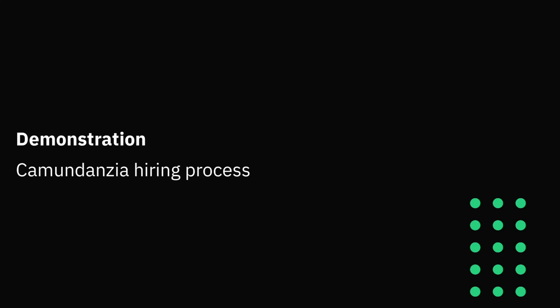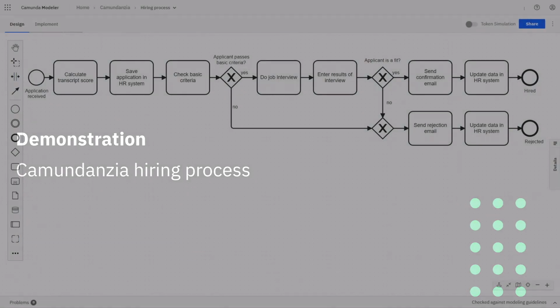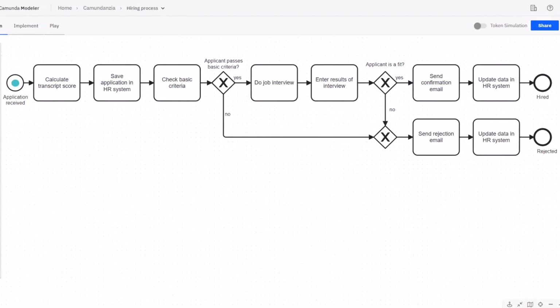In this demonstration, we will define task types for Camundanzia's hiring process. This process starts when Camundanzia receives an application. This will trigger the start event.